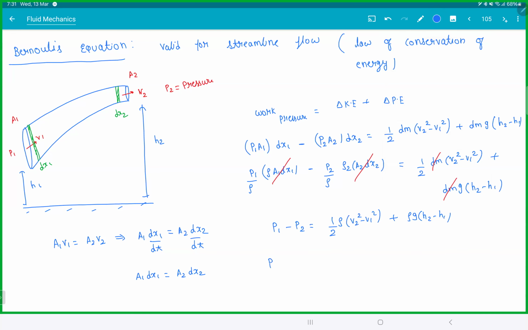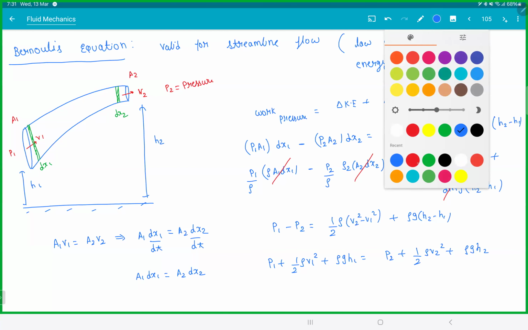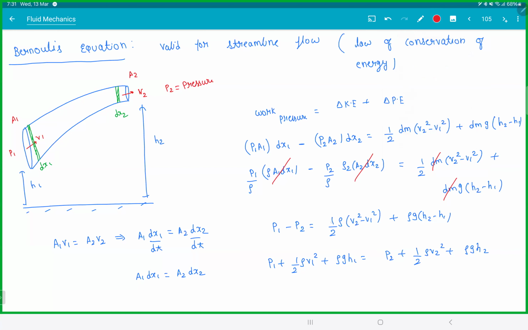If you rearrange this, you end up with P1 plus half rho V1 square plus rho g H1 is P2 plus half rho V2 square plus rho g H2. Means at any point on the liquid, this quantity, P plus half rho V square plus rho g H, is constant. If you look at these terms, this is nothing but work done by pressure is change in kinetic plus change in potential. It's nothing new.